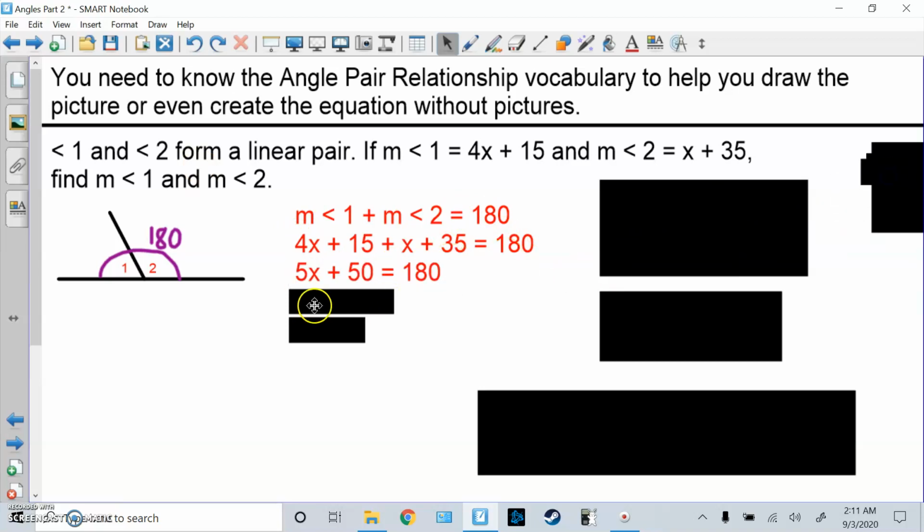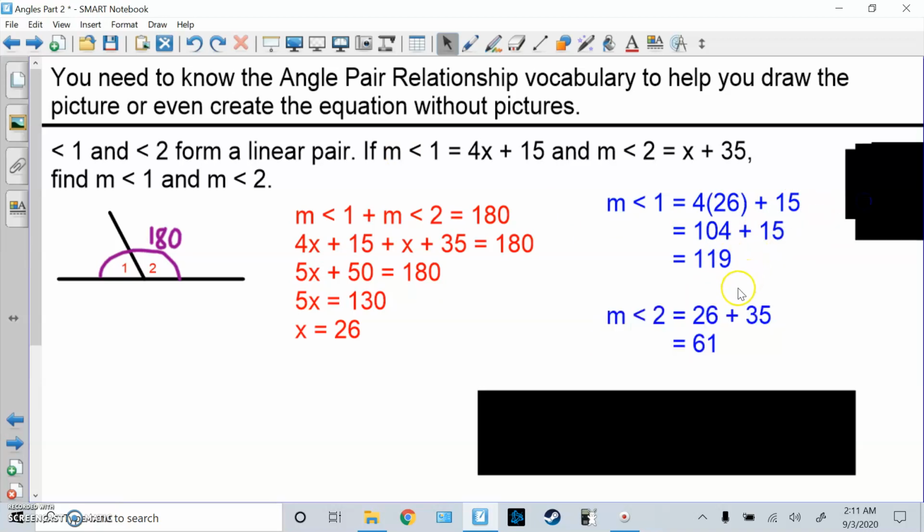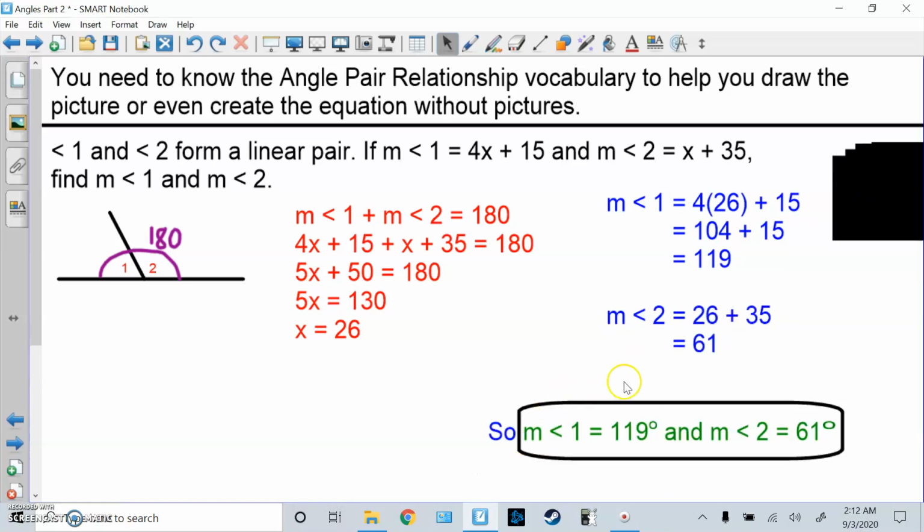Combine like terms. Subtract 50. Divide by 5. Alright, now they don't want x, they want angle 1 and angle 2, so I'm going to plug it in. If I plug in angle 1, 4 times 26 plus 15, that's 104 plus 15, that's 119. For angle 2, that's 26 plus 35, 61. So add the units: measure angle 1 is 119, measure angle 2 is 61 degrees, and together those make 180. So that is a supplementary linear pair.